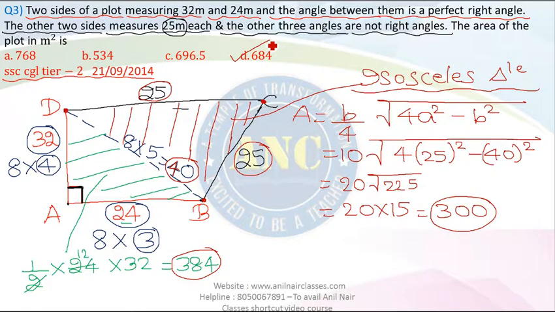Sir, can I solve it in a different way? Yes, I understood, sir, whatever you said. So it is 384 plus 300. Can you please tell it in a different way?